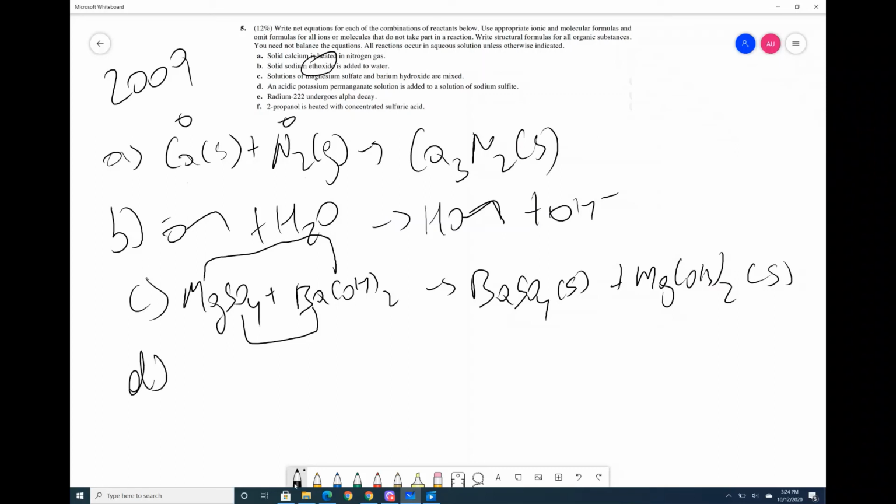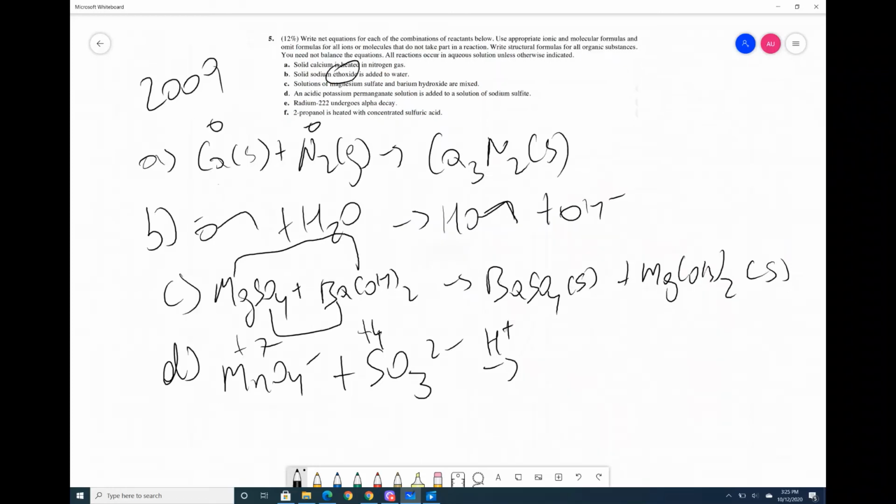Pretty easy right now. An acidic solution of potassium permanganate. So MnO4. I'm just ignoring potassium and sodium because they are spectator ions. That to the solution of sodium sulfide. So sulfite is SO3 2 minus. And an acid solution. So this is +4 and this is +7. This is an oxidizing agent, will get reduced.